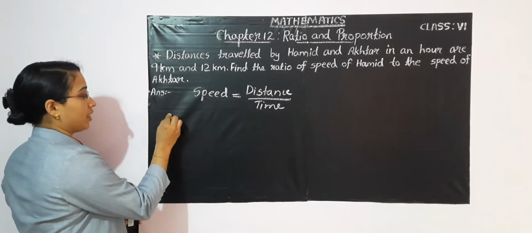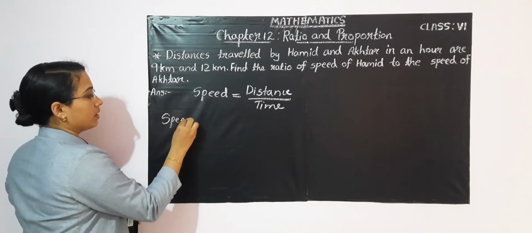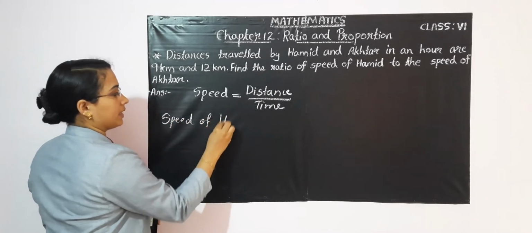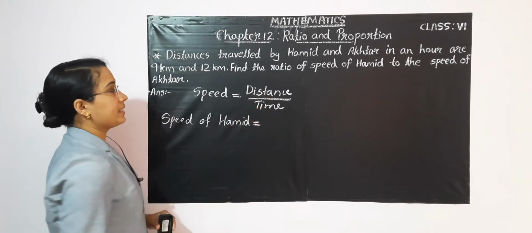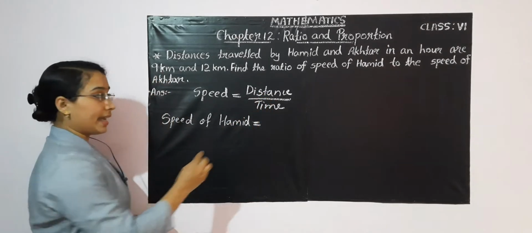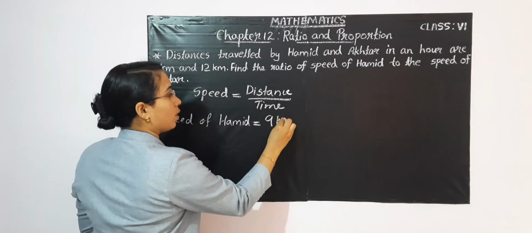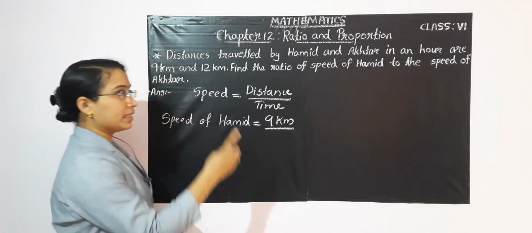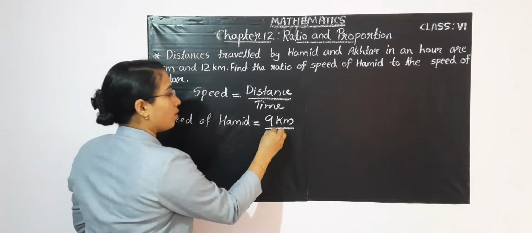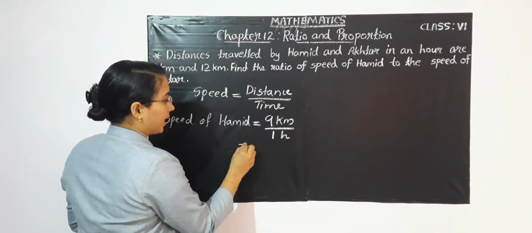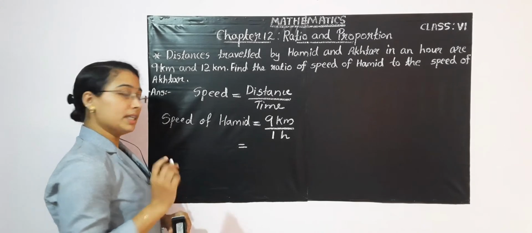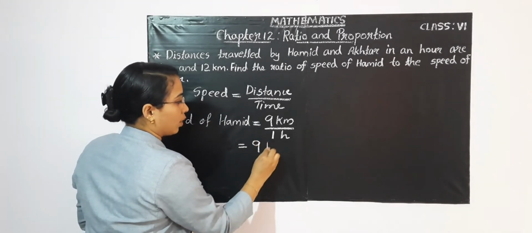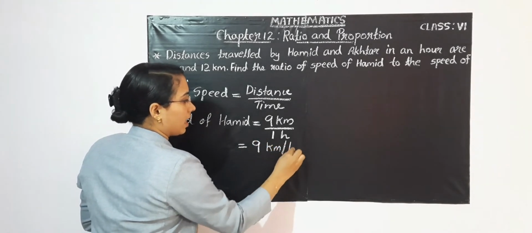So first we can find out the speed of Hamid. Speed of Hamid is equal to, what is the distance of Hamid? That is 9 km. So 9 km divided by, the time is 1 hour, 1 h. Then we can write 9 by 1. What is 9 divided by 1? 9 itself. So 9 km per hour.